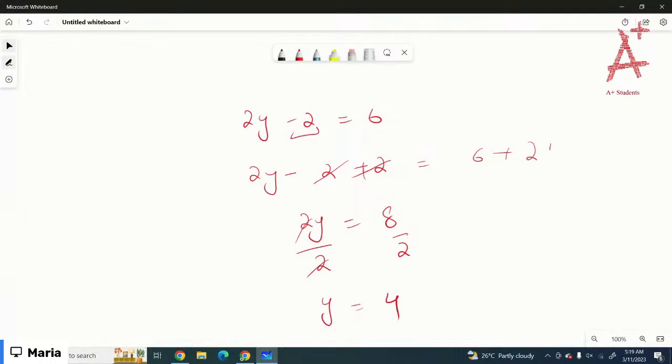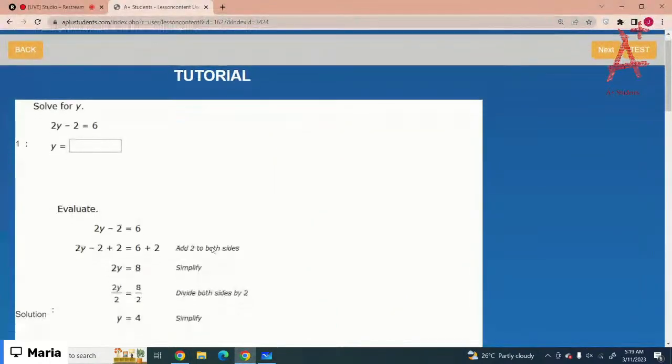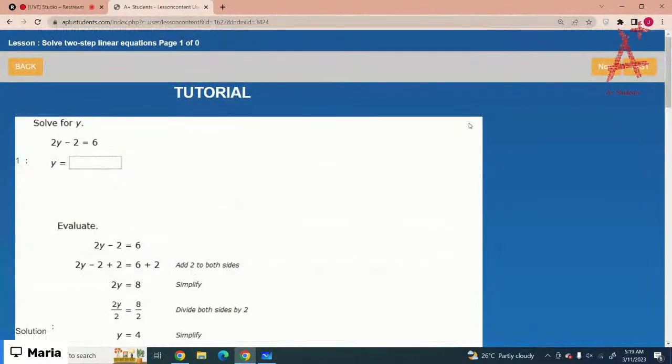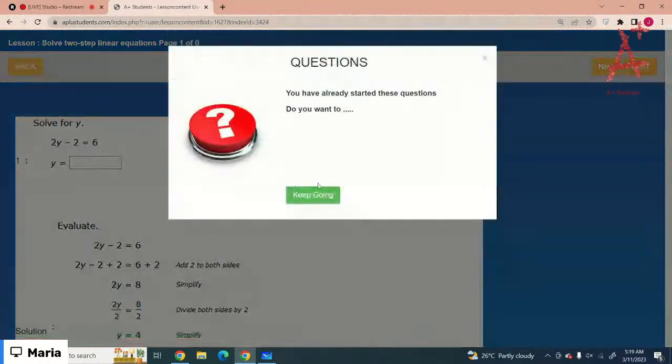So basically these are the two steps. One step is you have to remove that minus 2, and the second step is you have to remove the multiplication by 2. So that's why they are called two-step linear equations. Got it? So the correct option is y equals 4. Okay, let's start with the test questions. You can have a look at the tutorial one by yourself. They are already solved. That's why I'm moving to the test questions.